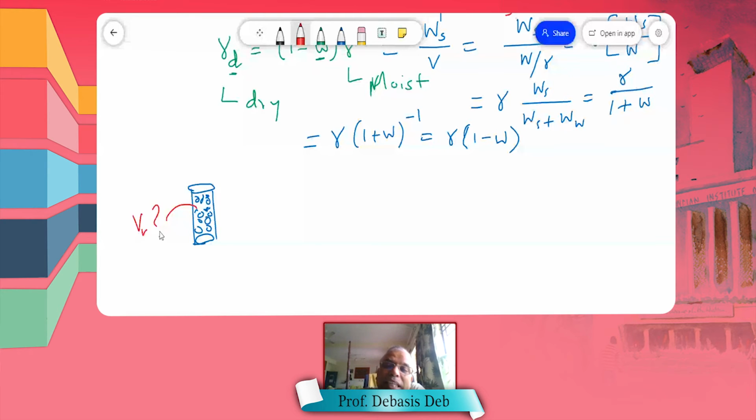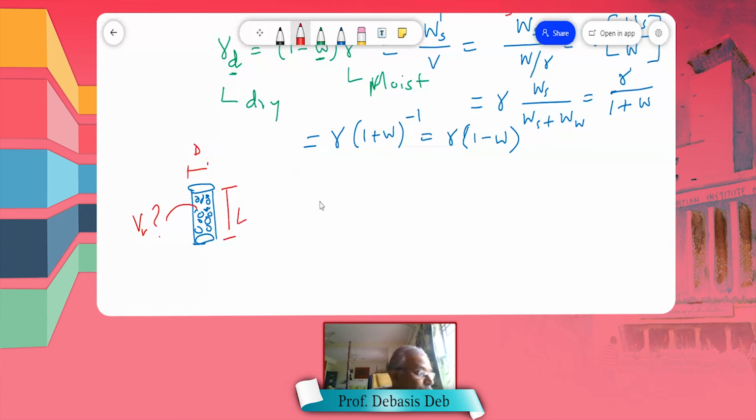But what do we do in the lab to find out the absolute porosity? Absolute in the sense we want to find out all the air spaces also where this water cannot get in. If you want to find that out, what do we do? We first measure the dimension of this piece of whatever soil they have given. So we measure the diameter and we also measure the length.